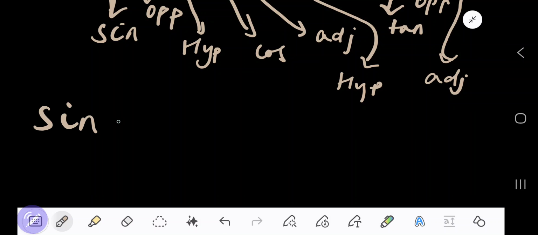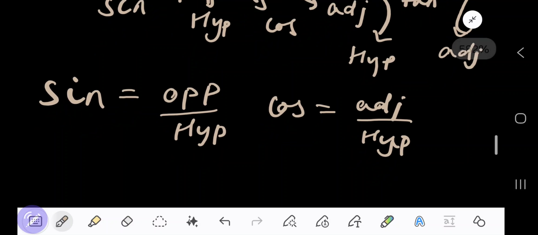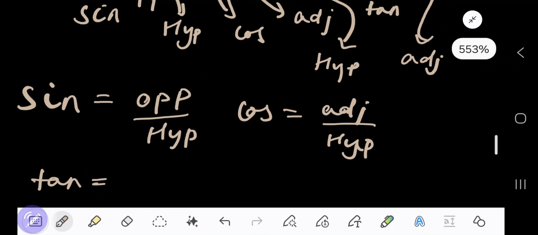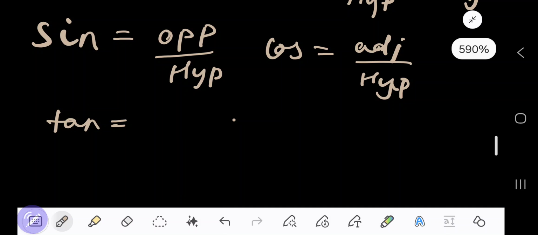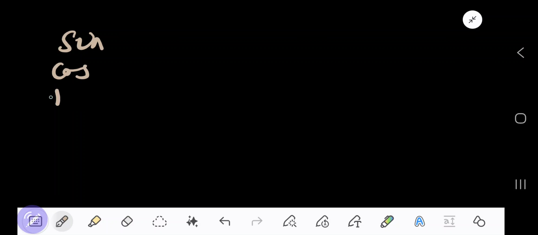Let me just rewrite this once more. Sine equals opposite by hypotenuse, cosine is equal to adjacent by hypotenuse, and your tangent or tan equals opposite by adjacent. These are the basic three trigonometrical ratios. We've got three more, but they're just based on these three. So till now we've done sine, cosine, and tan.